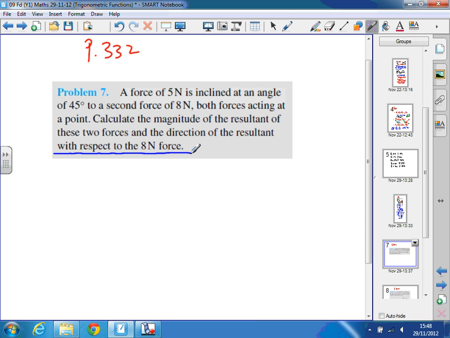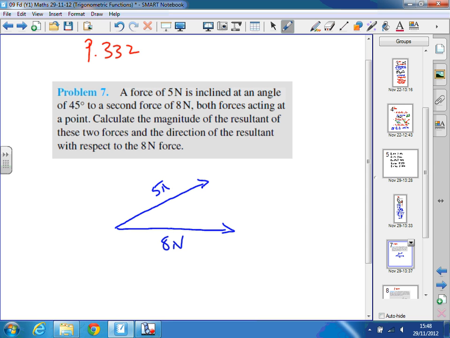Angles, that's telling us that all angles are going to be measured with respect to that. So the first force I'm going to draw is the 8 Newton force. And then I'm saying a force of 5 newtons is inclined at an angle of 45 degrees to that, so I draw my second force of 5 newtons at an angle of 45 degrees to that. So that's my reference point, the 8 Newton force. Why is that my reference? Because everything is with respect to that. I want to know the direction and magnitude of the resultant with respect to that.